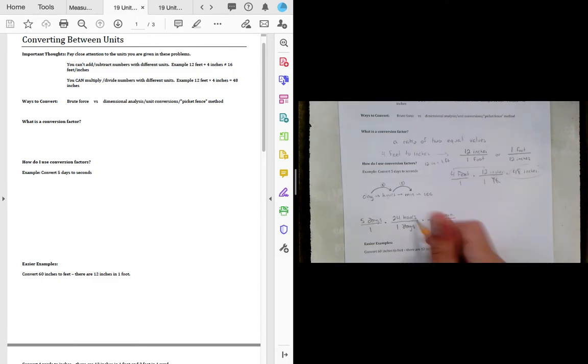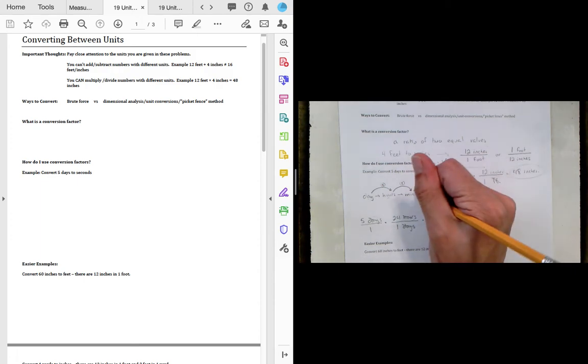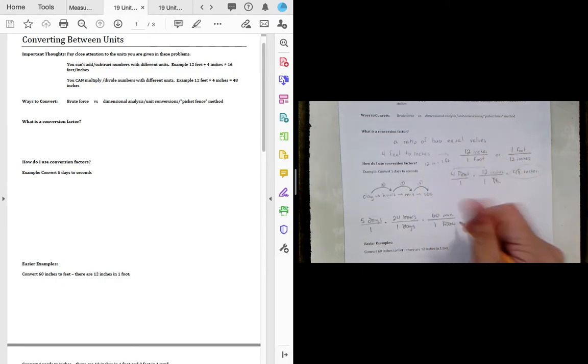I know a relationship between hours and minutes, that 1 hour is equal to 60 minutes. At this step, my hours units cancel out, and if I multiplied across, my final answer would now be in minutes. I have one more conversion to make, and that's to go from minutes to seconds.